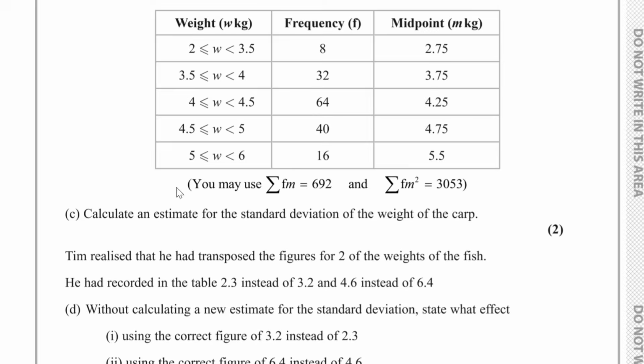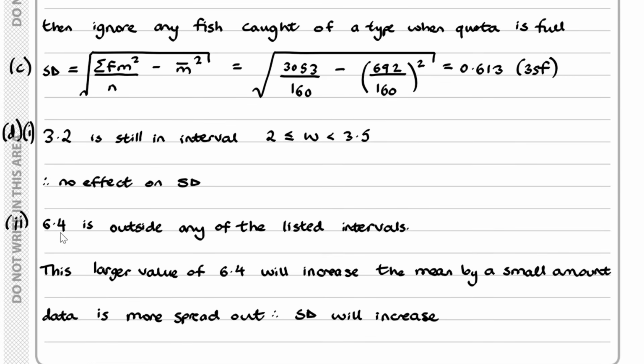So let's just write that down. The 6.4 is outside any of the listed intervals given to us in that table, and this larger value of 6.4 will increase the mean by a small amount. Hopefully you can see why that's the case. Of course, we've got a bigger number to consider this time. And we also see that the data is more spread out, as a result of it being outside any of the intervals. It's going to be outside the interval 5 to 6, and therefore the standard deviation will increase as a result of this.